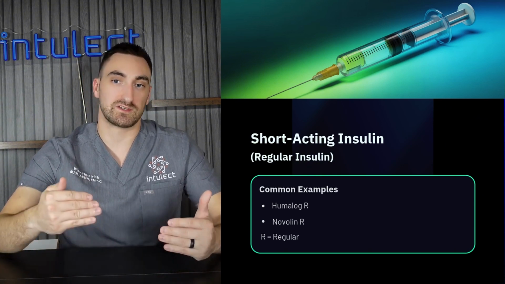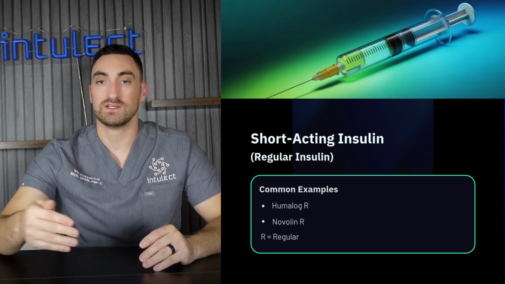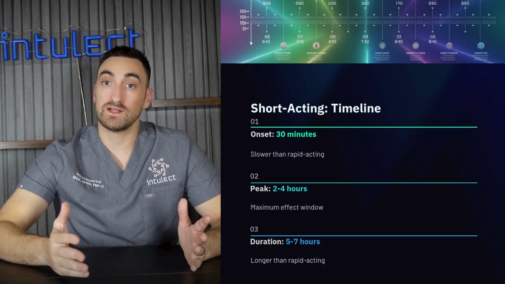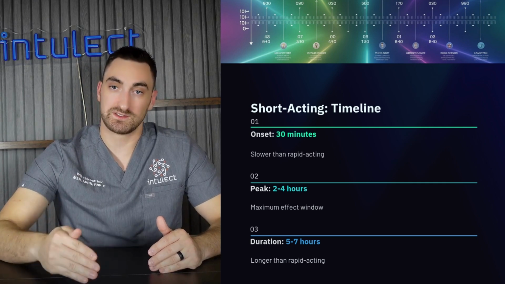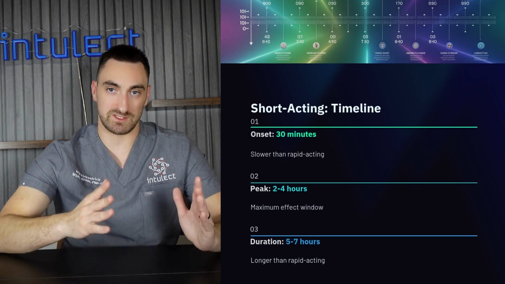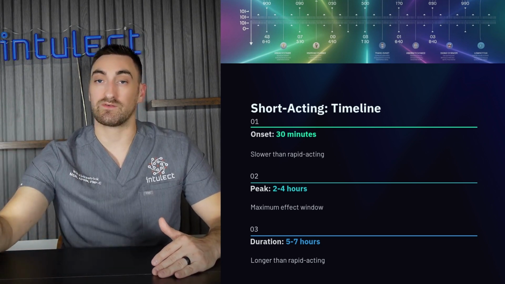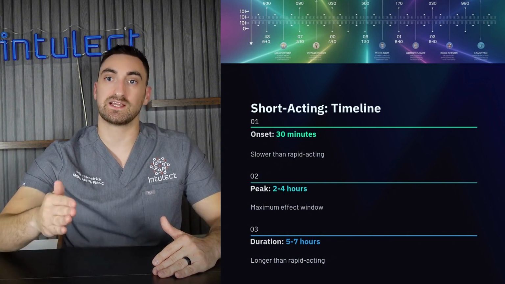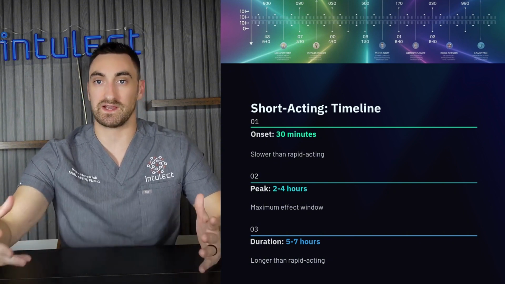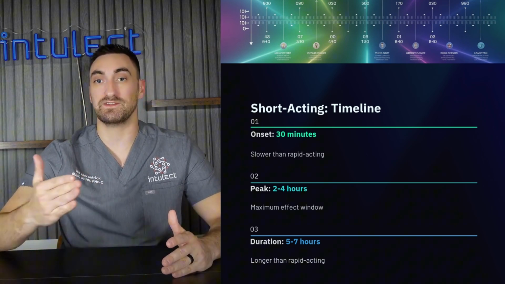But this, a lot of times, is called regular insulin. So your Humalog R or Novolin R, so that R meaning regular. The onset for this is about 30 minutes. So it does still happen pretty quickly, but it's not as fast as your rapid-acting, which is about 10 to 20 minutes. So onset about 30 minutes. The peak, however, is not that hour like the rapid acting. It takes about 2 to 4 hours for it to have its biggest effect. And then the duration is a little longer as well. The duration is about 5 to 7 hours.